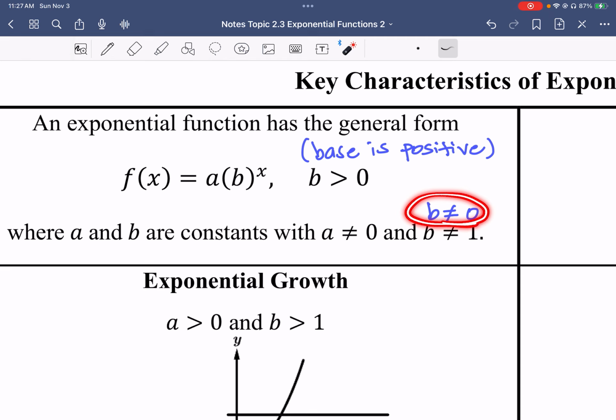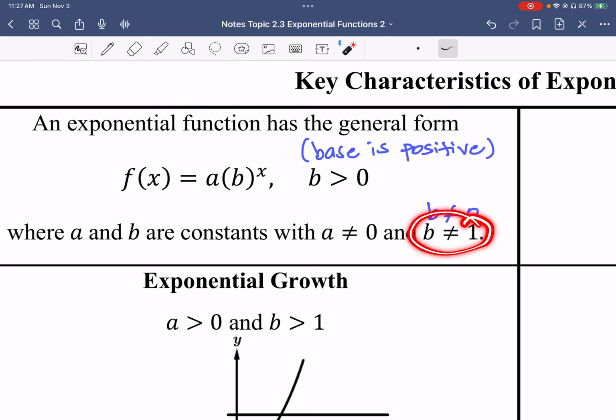Let's see what would happen if I make b equal to 0. I would have a times 0 to the power of x, where anything times 0 is 0. So this would still be 0. Again, I would end up with that horizontal line at y equals 0. Again, not producing an exponential function.